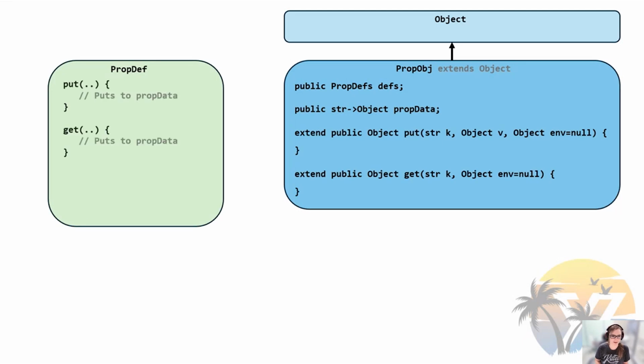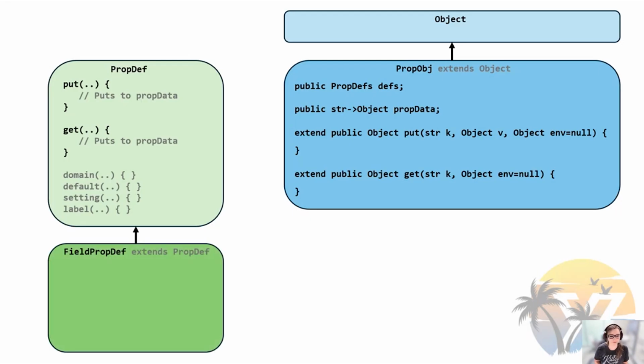The PropDef class also has put and get functions. By default, it will put and get from the prop data of the owner object, so that would be the prop object. There are also other methods you can override on it to customize, like domain, default, setting, label. A lot of them have to do with the core properties system. But there are other ones you can also override to customize. You don't have to only override put or get.